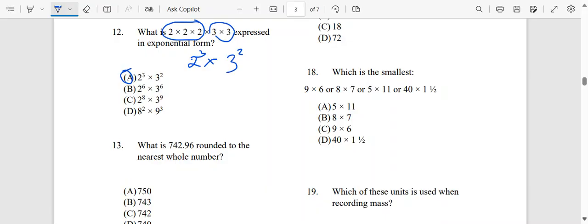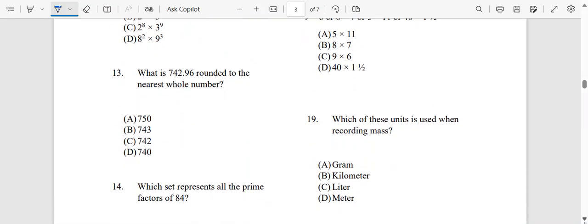All right. Let's go. 13. What is 720 742.96 rounded to the nearest whole number, which means it's just this part alone they want, because it's whole number. They don't want the decimal part.